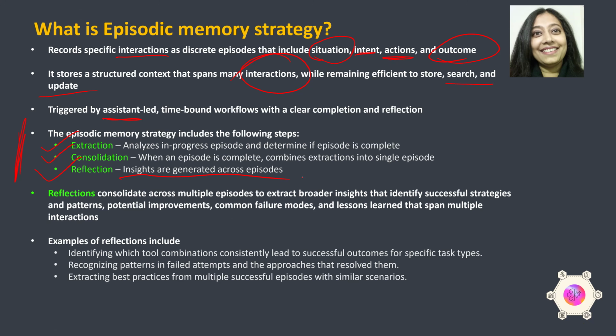So when it comes to the episodic memory strategy, you need to remember that it has episodes and it has reflections. Those are the two key things. Episodes are combined extractions across multiple interactions. So it's basically saying, okay, this is what happened across all these interactions. And reflections are lessons learned or insights. Hey, this is what we learned out of that. So hopefully that clears up how the episodic memory strategy works.